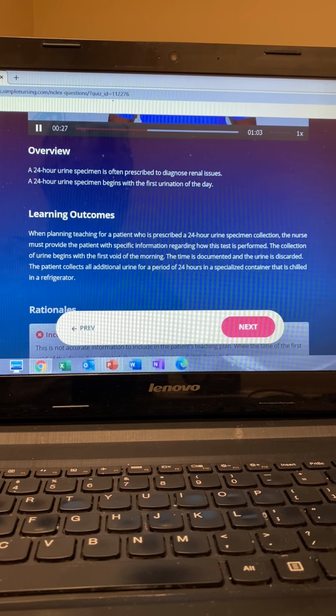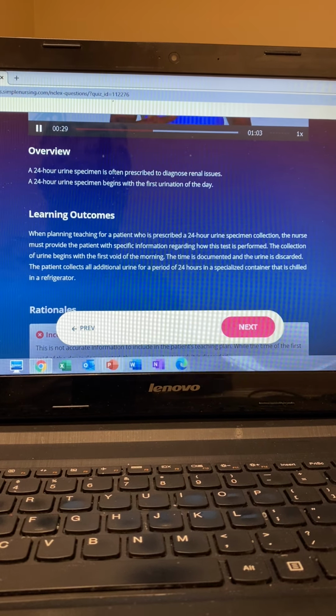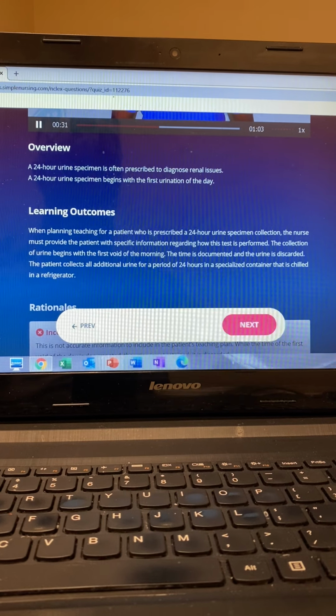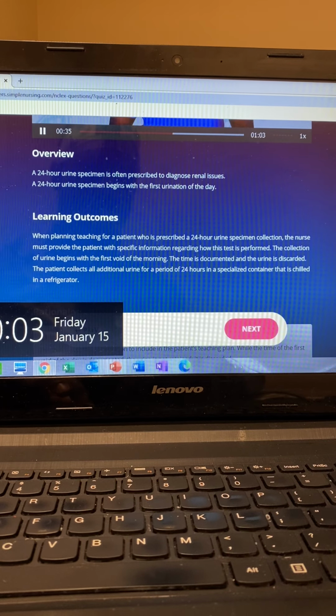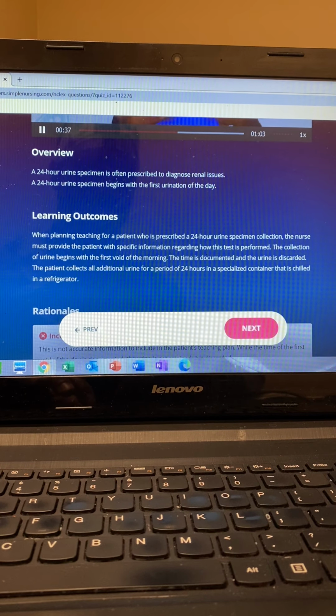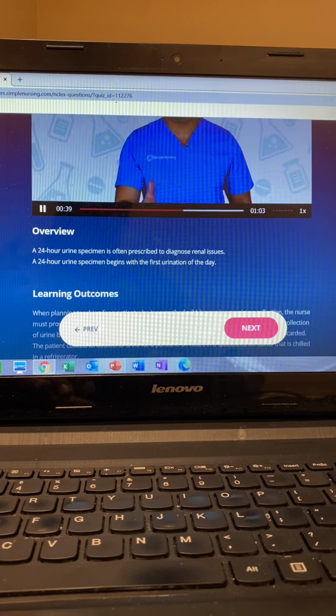So option number 1 is incorrect. You guys, the first void should be discarded. We always use the next void. Option number 2 is correct. We start in the morning, but we don't use that first void. So guys, write that one down.